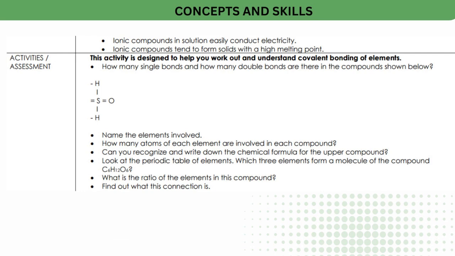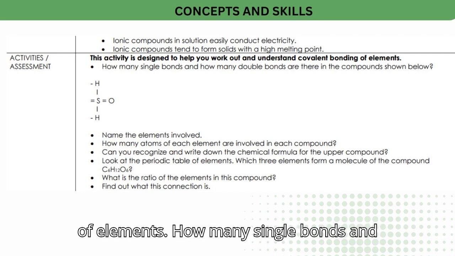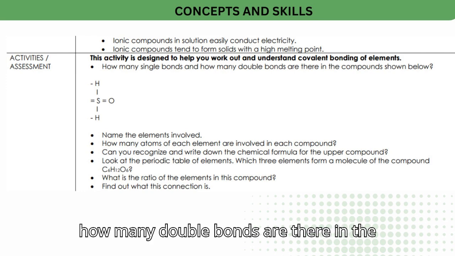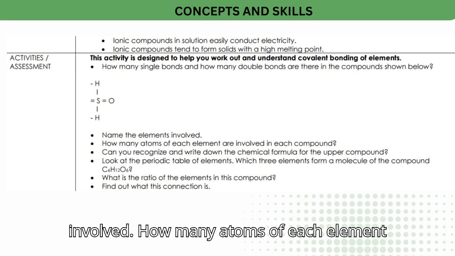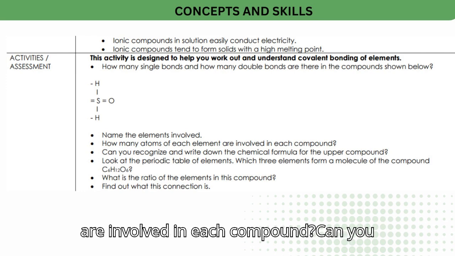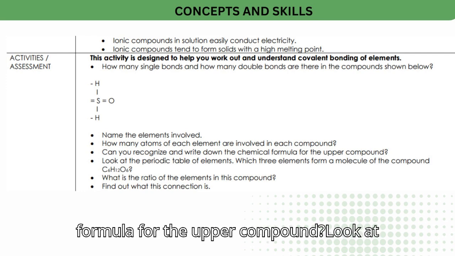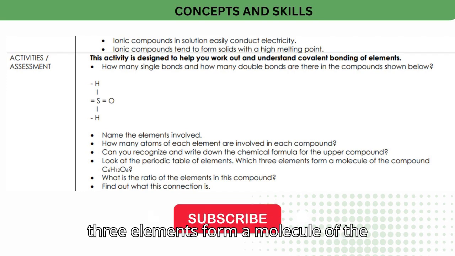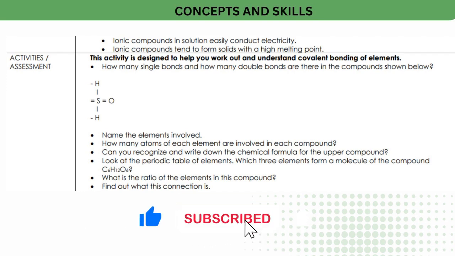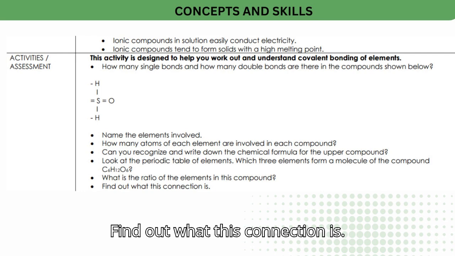Activity/assessment. This activity is designed to help you work out and understand covalent bonding of elements. How many single bonds and how many double bonds are there in the compound shown below? Name the elements involved. How many atoms of each element are involved in each compound? Can you recognize and write down the chemical formula for the upper compound? Look at the periodic table of elements. Which three elements form a molecule of the compound C6H12O6? What is the ratio of the elements in this compound? Find out what this compound is.